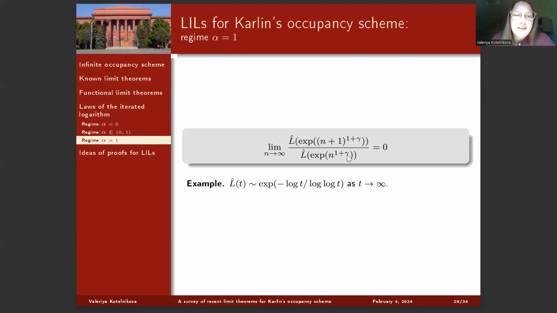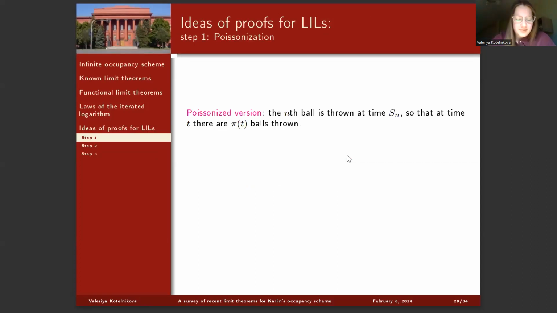And now probably the most interesting part, the ideas of proofs. And I want to share ideas of proofs only for laws of iterated logarithm. So the first step, as it was established, is Poissonization. Then the second step, we solve the problem for the Poissonized version. And the third step is depoissonization. And we adhere to the scheme which we discussed earlier in our proof.